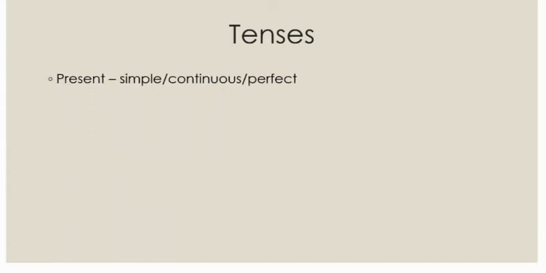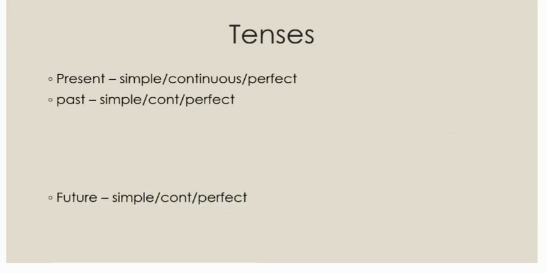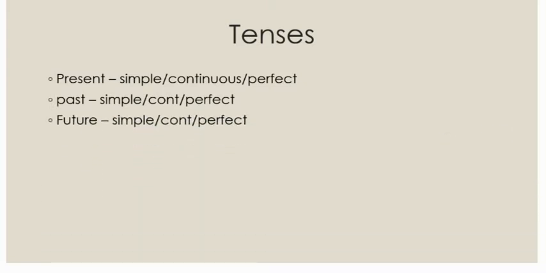So we have 3 main English tenses, and they can be broken down into 3 categories. We have the present simple, present continuous, and present perfect. These all fall under the present tense. We have the past tense, and also past simple, past continuous, and past perfect. And we have the future tense, and under that, the simple future, future continuous, and the future perfect tense. Today we're going to focus on just the present tenses.